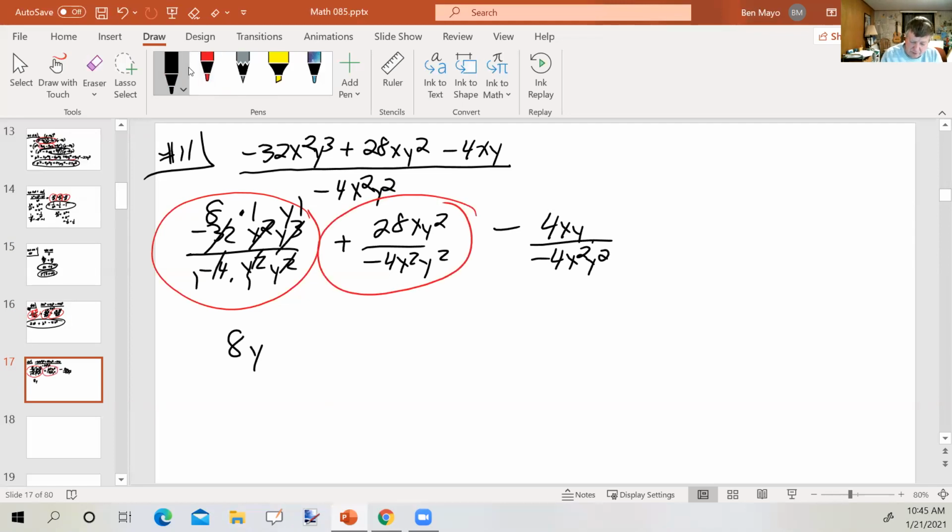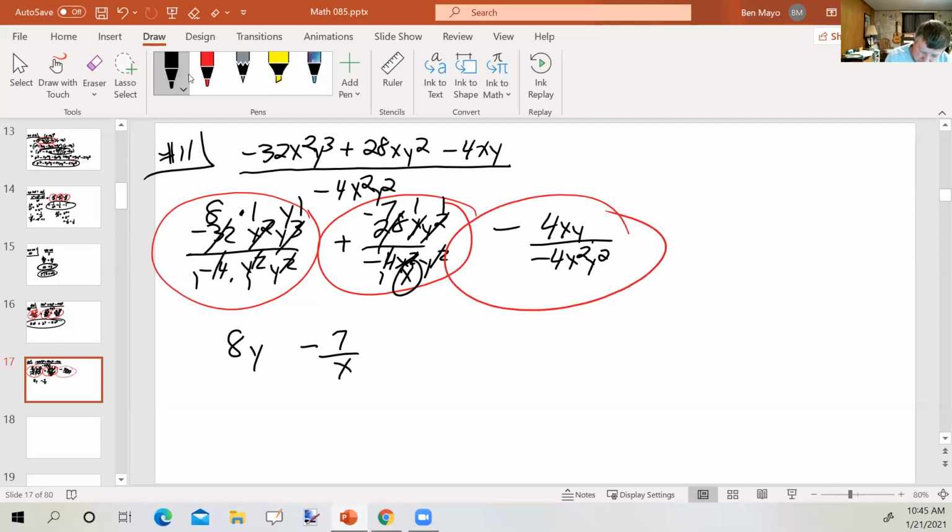Let's take a look at the next term. 28 over negative 4 would be negative 7 over 1. X over x squared would be 1 over x, okay? And then y squared over y squared would just be 1. So all that becomes negative 7 over x, okay?